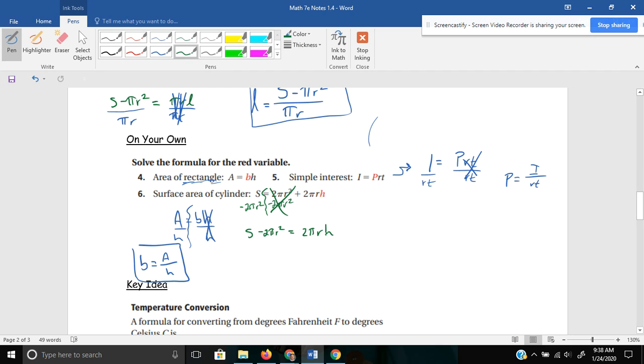I see that h is being multiplied by r and by 2 pi, so I'll just divide by 2 pi r on both sides. That cancels. Anything divided by itself is 1. And I'm left with h equals S minus 2 pi r squared, divided by 2 pi r. The more you do these types of problems, the better you get at it.